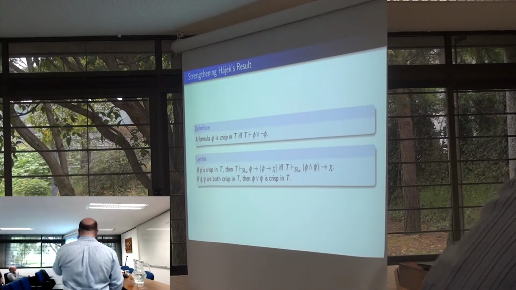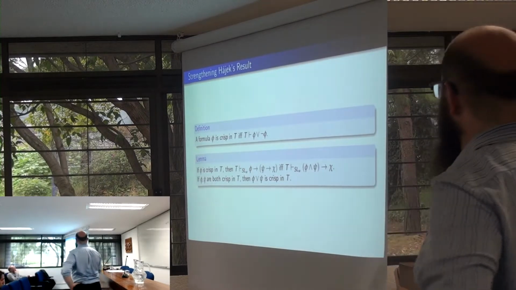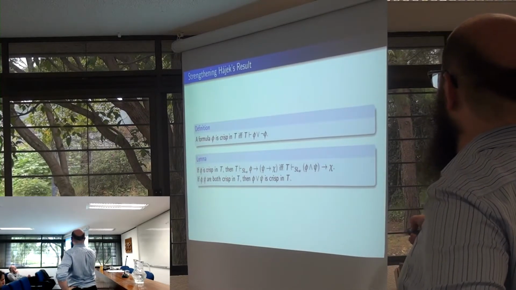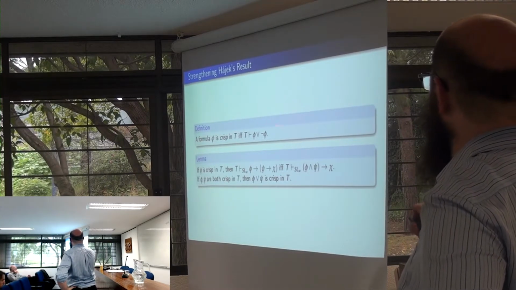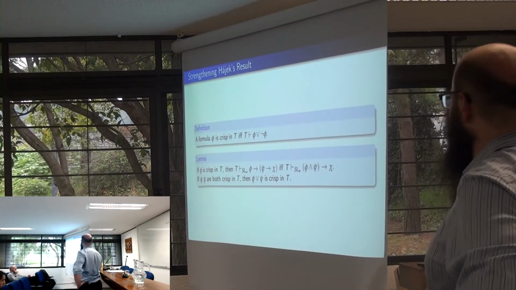So now, just to clean house and show that we do actually strengthen Hayek's result, we'll say that a formula phi is crisp in a theory if that theory proves the law of excluded middle for that formula.